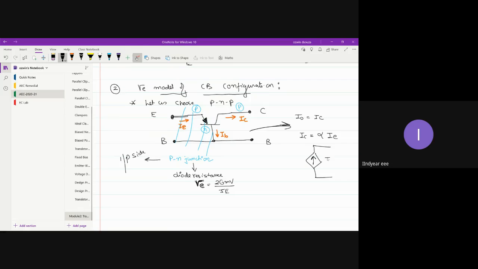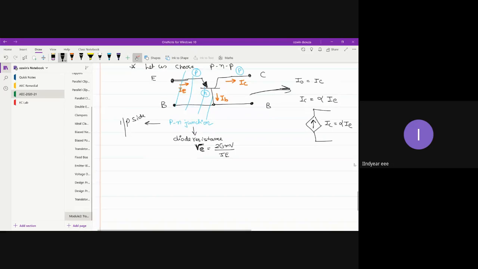Fine. So IC, let me write, IC is equal to alpha times IE. So what do I have? I have input resistance, RE, on the input side, and I have a controlled source, IC is equal to alpha times IE. Now, why alpha?